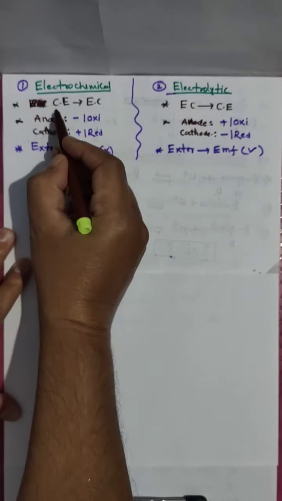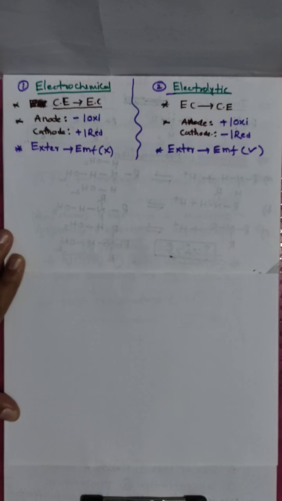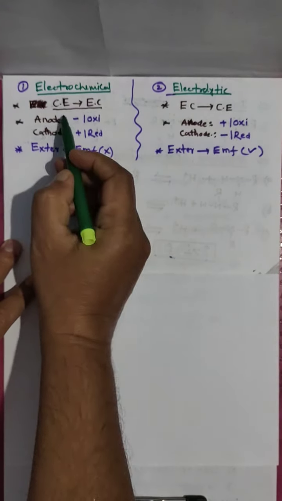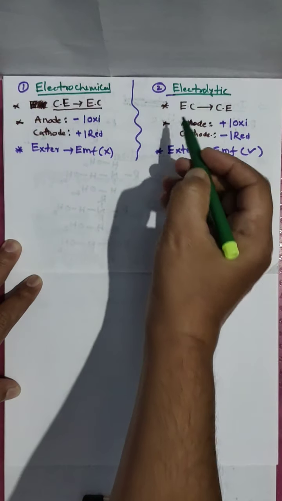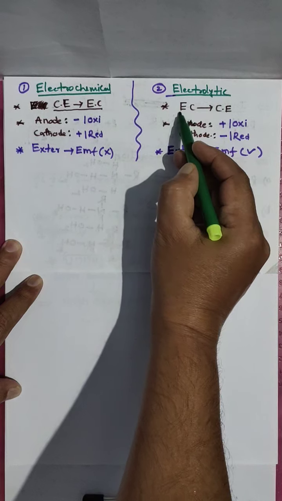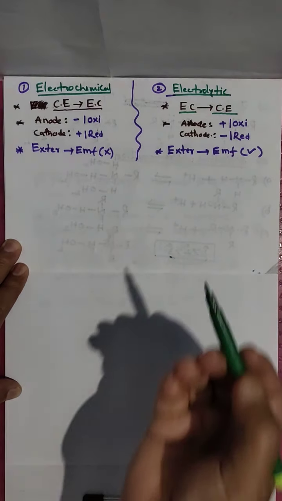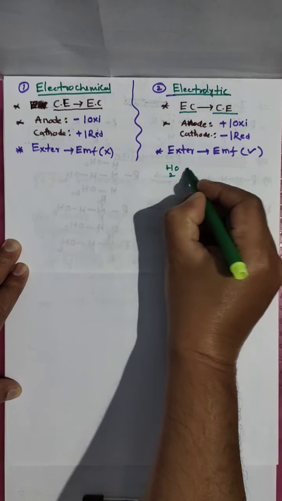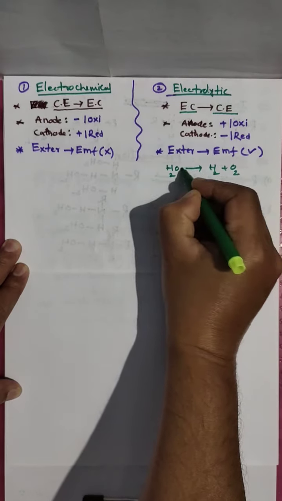Electrochemical, where chemical energy is converted into electrical energy, means by using chemicals we are converting chemical energy into electrical energy. These are the batteries we are using in daily life. Electrolytic cell, where electrical energy is converted into chemical energy. We do this in electrolysis by passing electrical current through water. We are splitting water into H2 and O2. This is electrolysis.